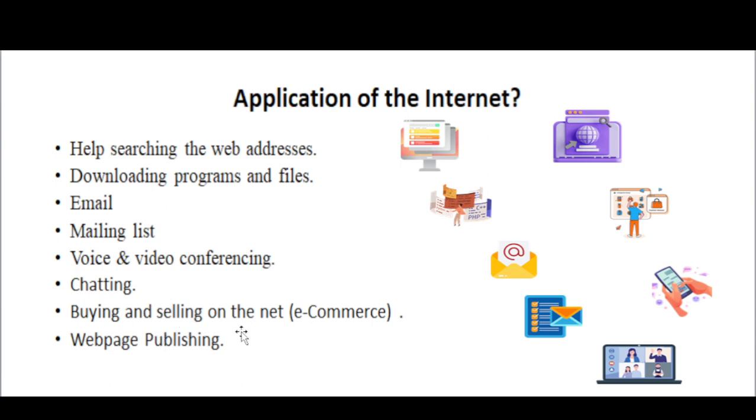Then buying and selling on the net, e-commerce. Search engines allow consumers to find suitable items and vendors to place orders, pay the bills online and have it delivered at the doorstep. For example, Flipkart, Amazon, Myntra, etc. Then web-based publishing. One can publish about oneself or an organization through web pages on the internet. The viewer can visit the homepage to get information. So I have given some graphics about these applications. So this is all about this slide.